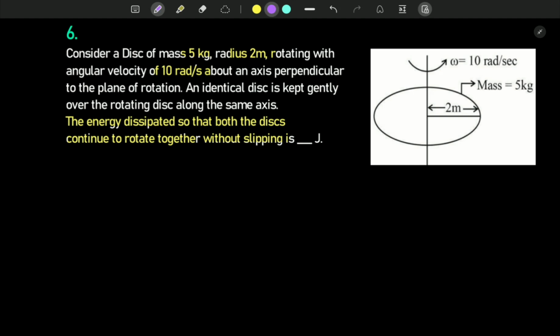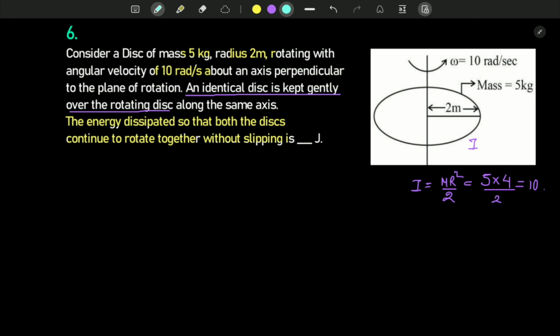First of all, this is disk 1, and let I be the moment of inertia for this disk. If I try to calculate the moment of inertia I for a disk, it is mr square by 2. So mass m is given as 5 kg, radius is 2 meters, so 2 square is 4, by 2. So this is 10. So I found out the moment of inertia. Now if another similar disk is placed over it, here it is given in the question, an identical disk is kept gently over the rotating disk. So the moment of inertia for the total system will be 2I.